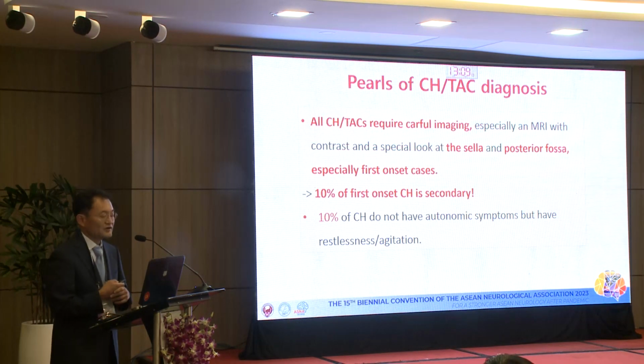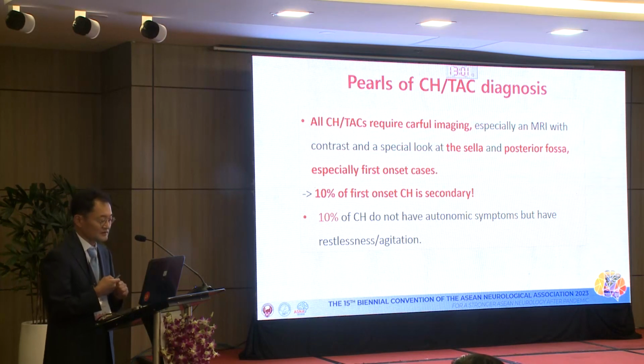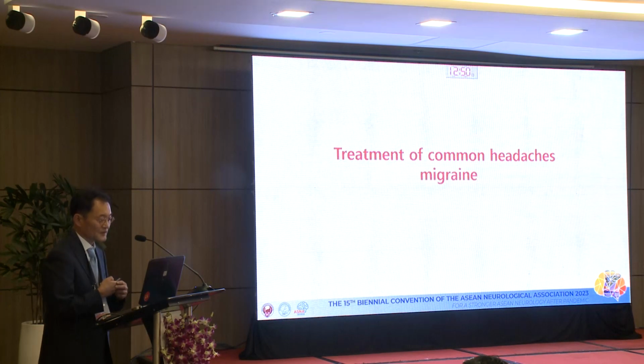All cluster headache cases require careful imaging, especially an MRI with contrast and a special look at the sella and the posterior fossa. About 10% of cluster headache cases are secondary, and 10% of cluster headache cases do not show autonomic symptoms but have restlessness and agitation.